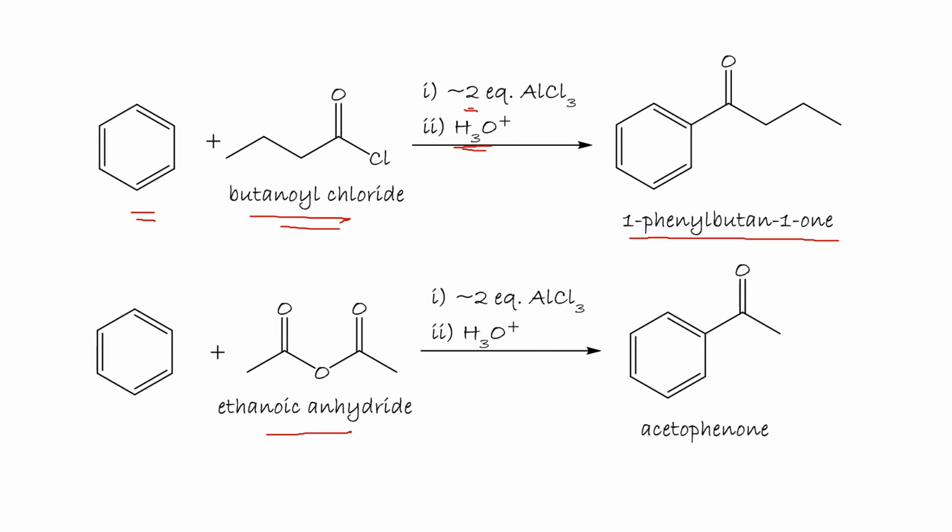We may use an anhydride, like in this case acetic anhydride, or ethanoic anhydride as we call it in IUPAC. Again, a little bit higher than 2 equivalents of aluminum chloride, then treated with acidified water to get acetophenone.